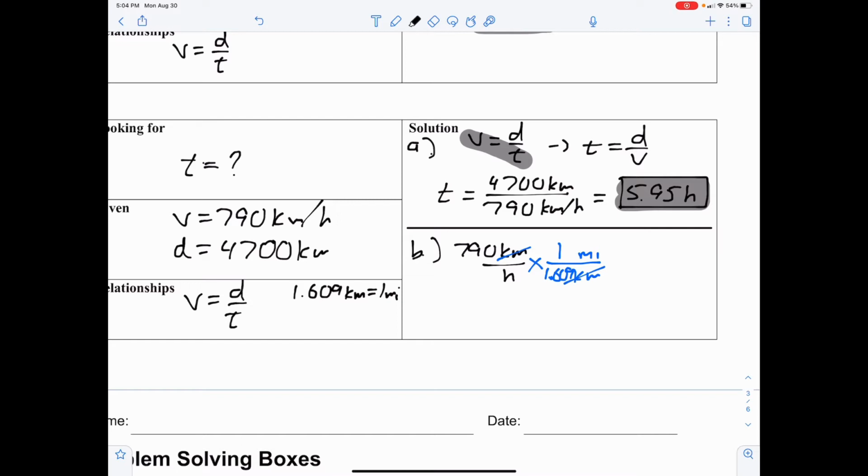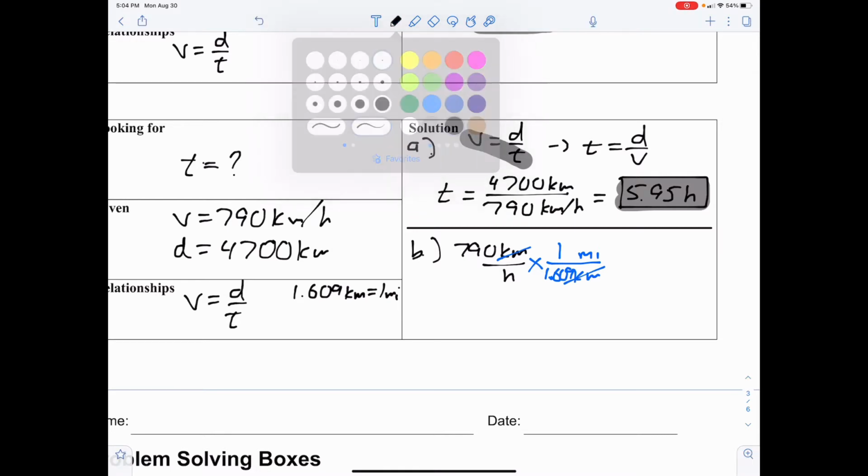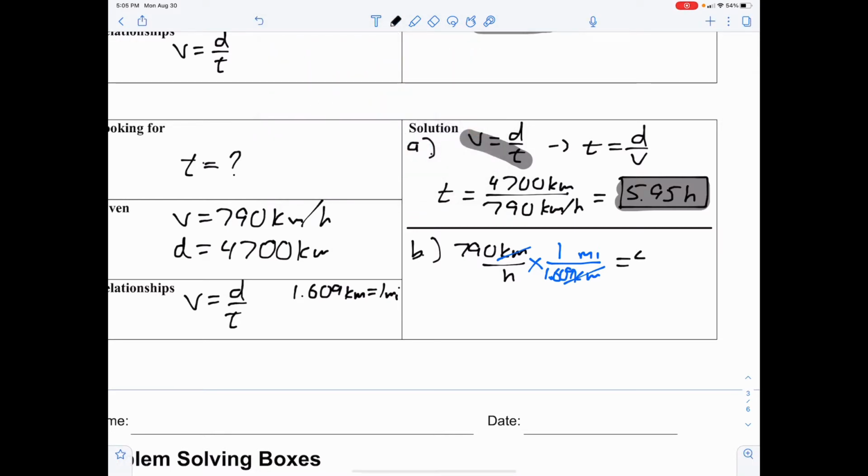790 divided by 1.609 is approximately 491 miles per hour. Roughly.